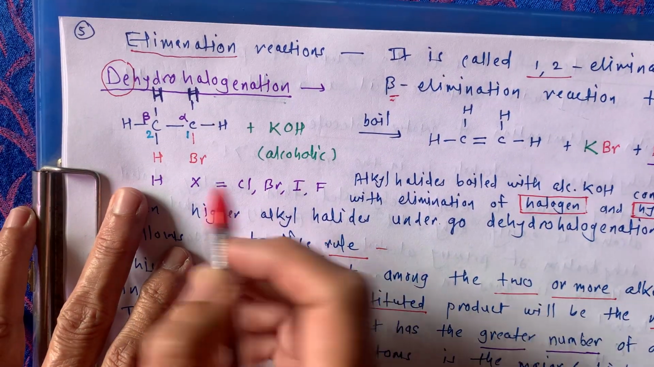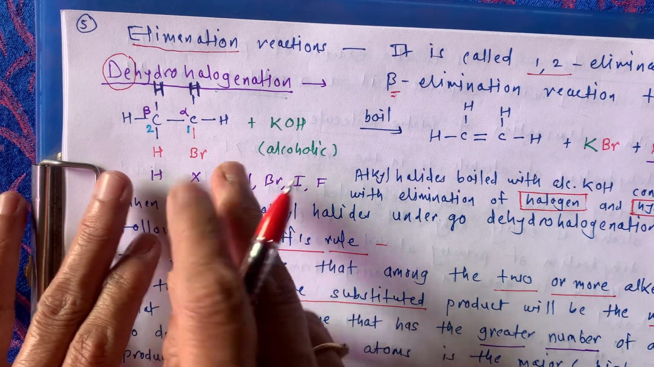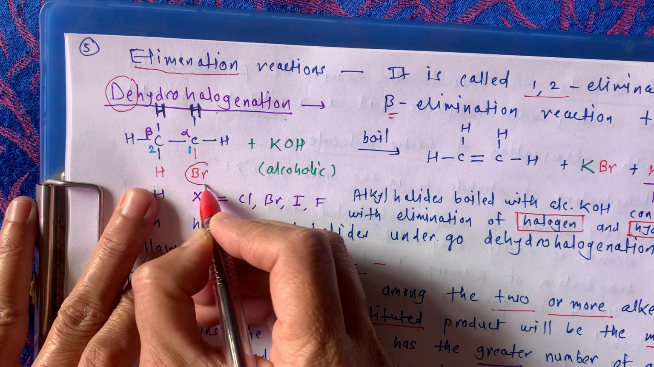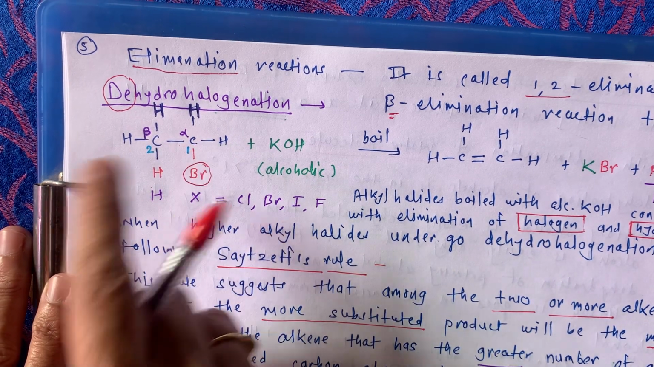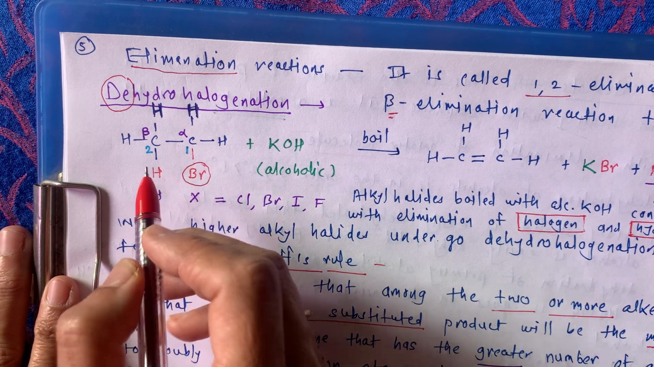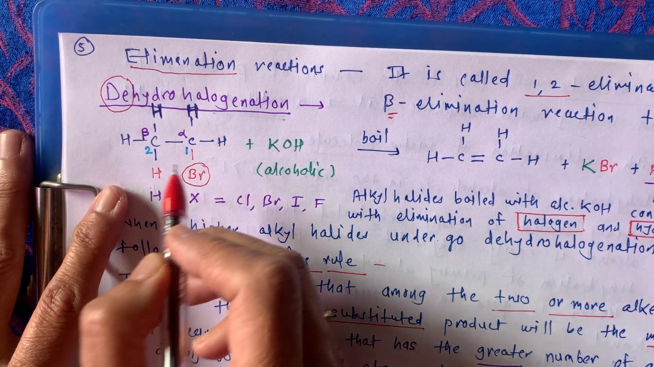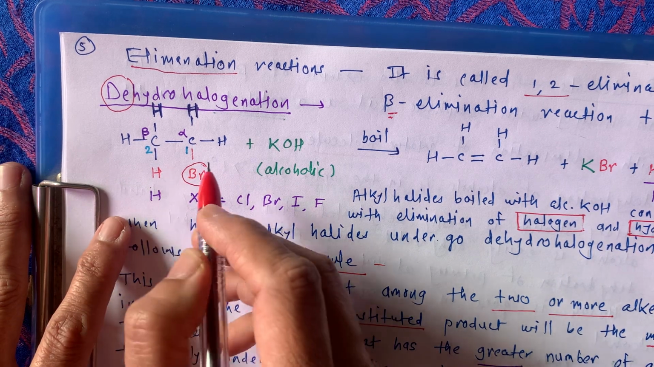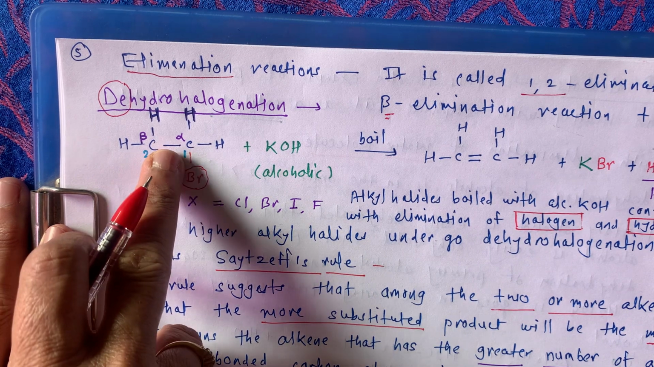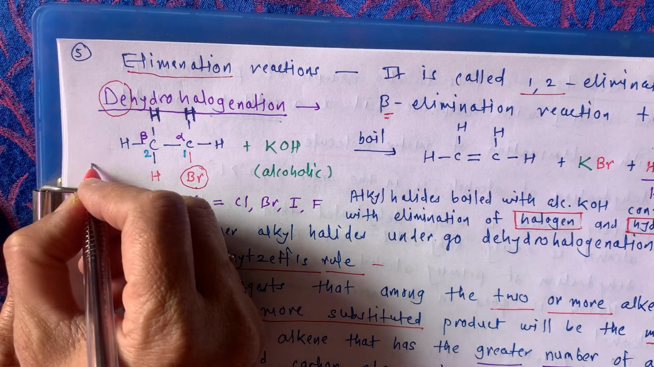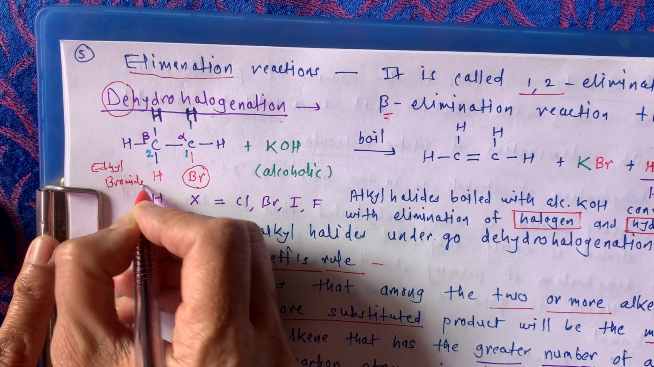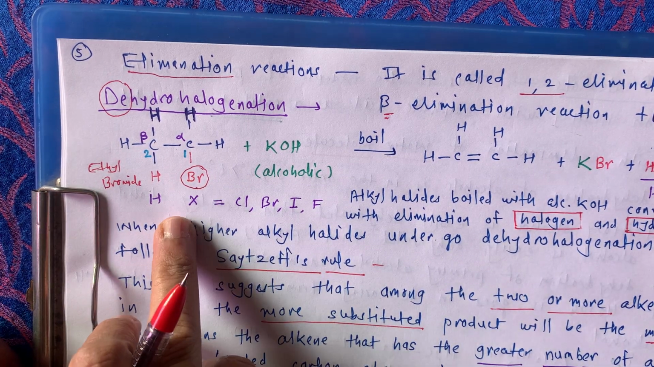See now the example. This is our alkyl halide. Here Br as a halogen is attached to ethane. This is ethane, CC, so 2 carbons. So the corresponding hydrocarbon is ethane, and from that ethane one H is replaced by bromine, and that's why this is our ethyl bromide, an alkyl halide.